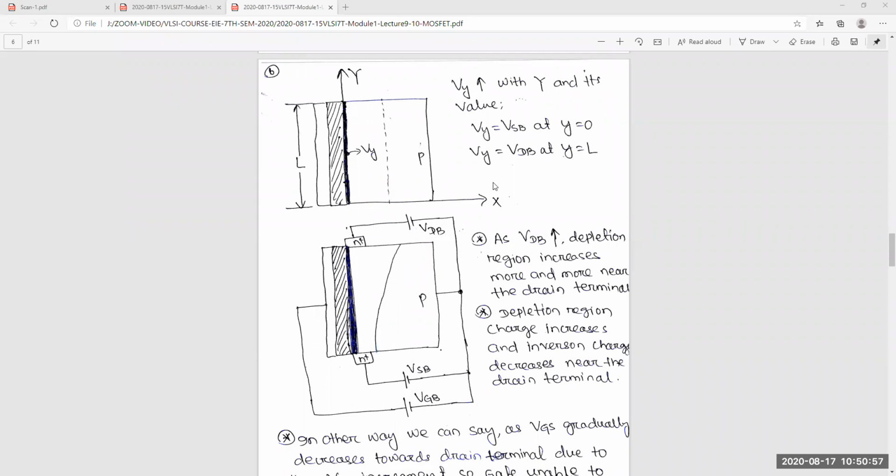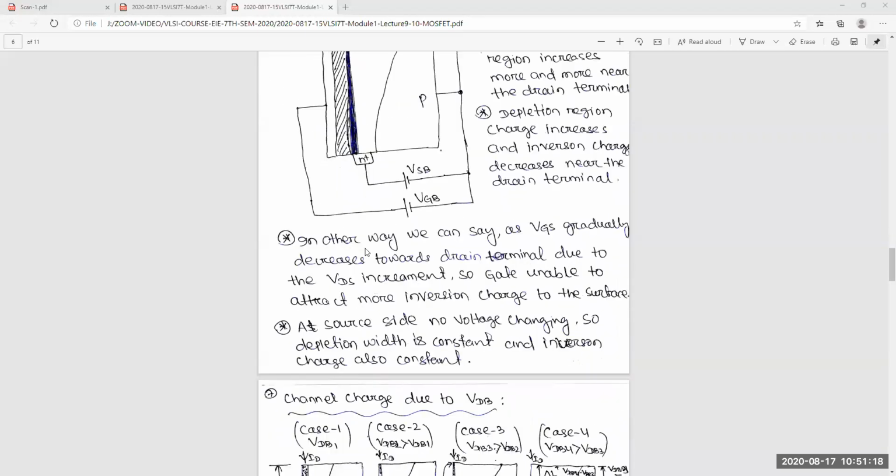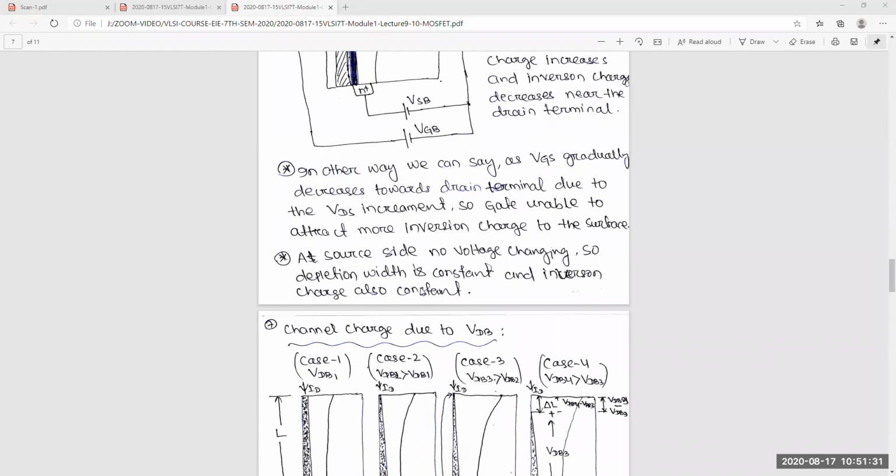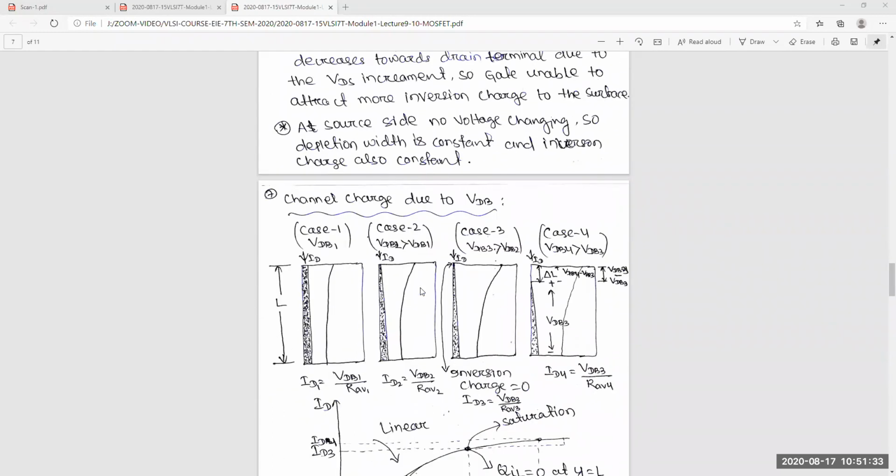Sir, if we keep VDB 0 and increase VSB, then the inversion will happen in the depletion. Yeah, that thing we have already discussed in the body effect. But at that time, the drain was not there. Only the source, the throughout region was source, we had considered. Yes, sir.